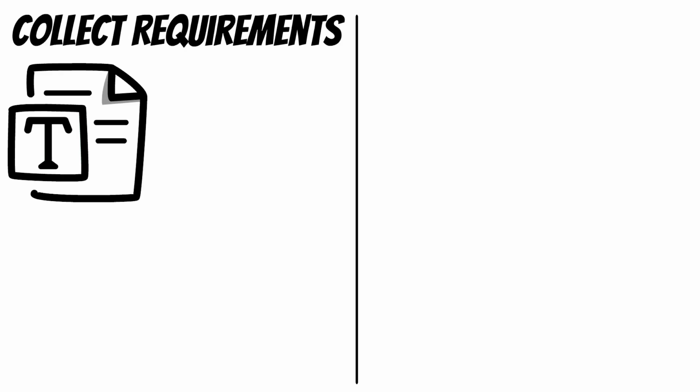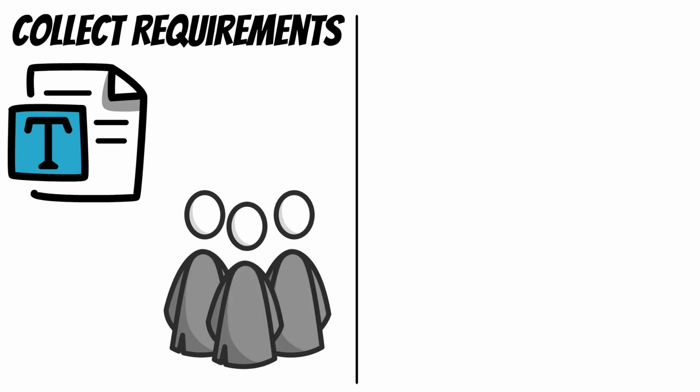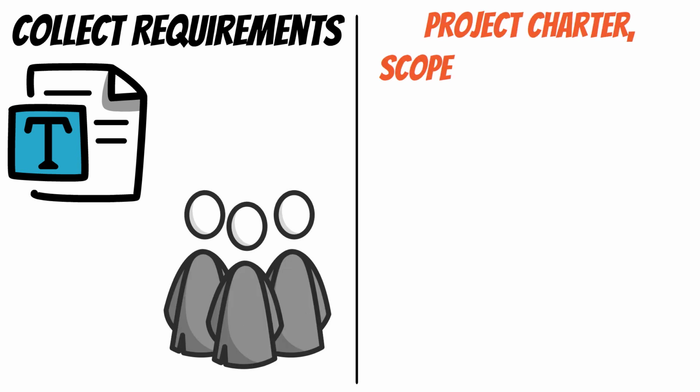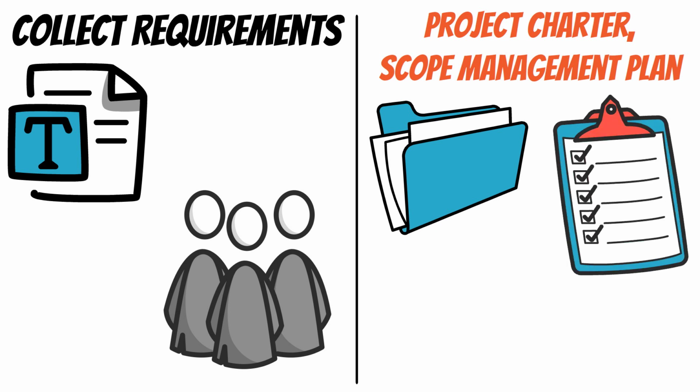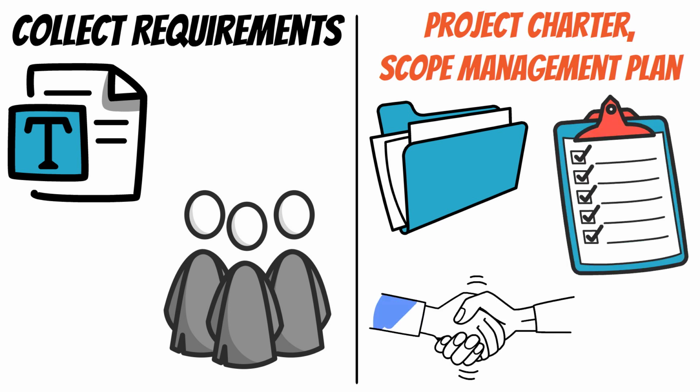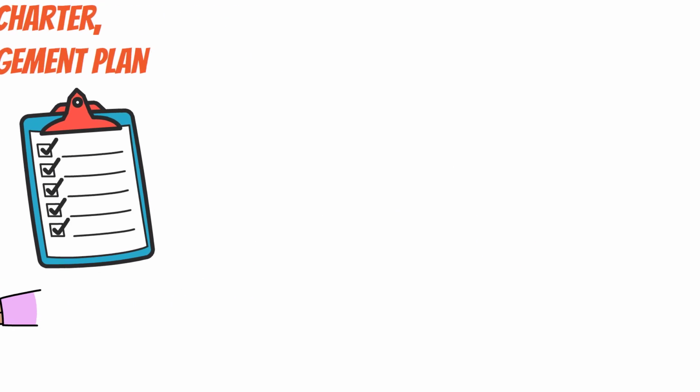Let's summarize what we covered today. 1. Collect requirements is all about gathering and documenting what stakeholders need. 2. You need key inputs like the project charter, scope management plan, business documents, agreements, enterprise environmental factors, and organizational process assets to guide the process.